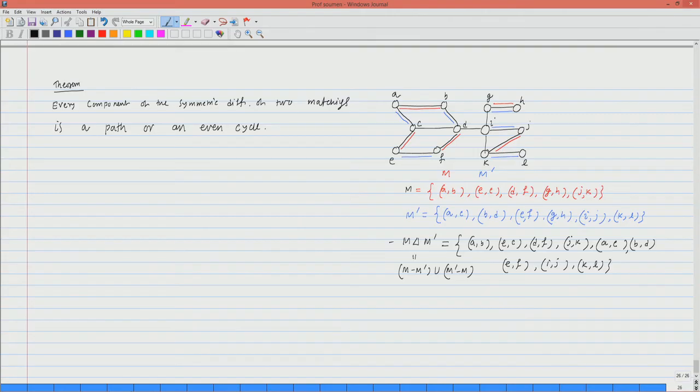So, this is the symmetric difference of these two matchings. Now, let me call this one F. So, this is a graph, right. It has some vertices and edges, and I draw this graph again. So, this is my F graph, which is the symmetric difference of these two matchings.